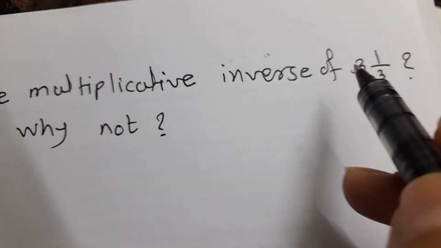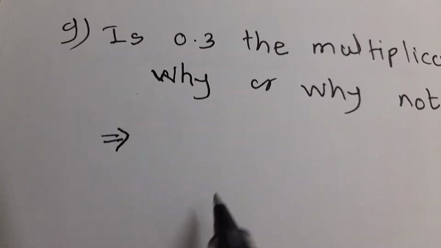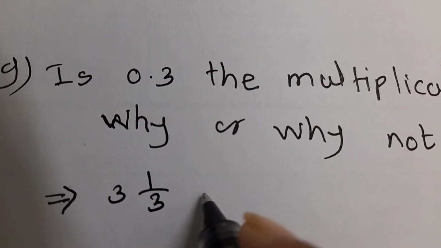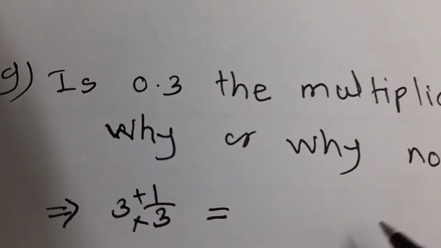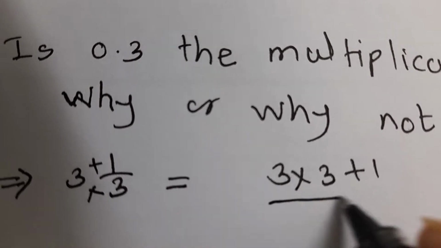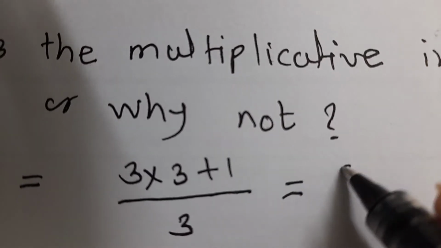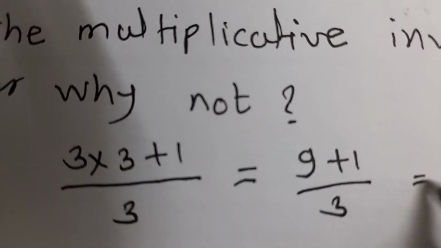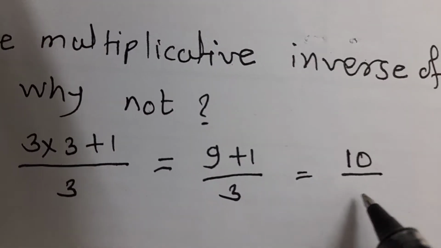Again we will solve this mixed fraction first. Let us write 3 1 upon 3 is equal to: we will multiply this 3 by the denominator first and add 1 in it. 3 multiplied by 3 plus 1 upon 3. Everyone knows the method of how to solve the mixed fraction. 3 into 3 is 9, plus 1, upon 3 as a denominator. 9 plus 1 is 10 upon 3.